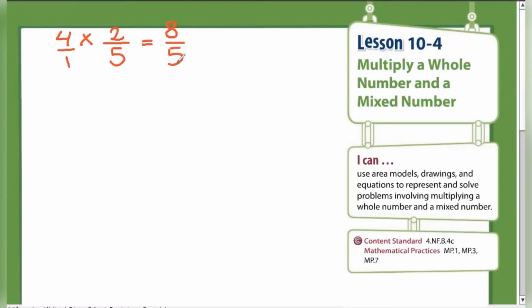How can I convert an improper fraction into a mixed number? I can use division with remainder. 8 divided by 5 equals 1. 1 times 5 equals 5. Now I will subtract. 8 minus 5 equals 3. So I have only 1 whole and the remainder 3 out of 5.